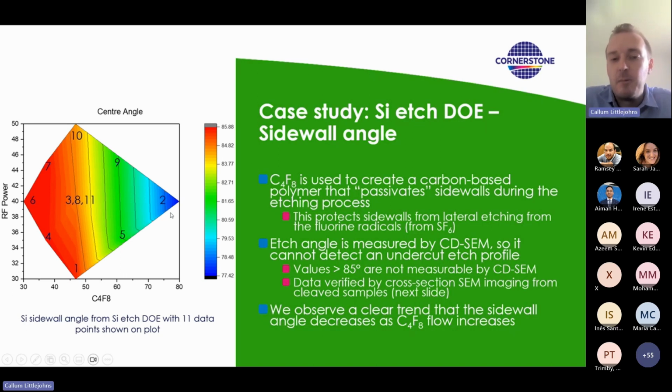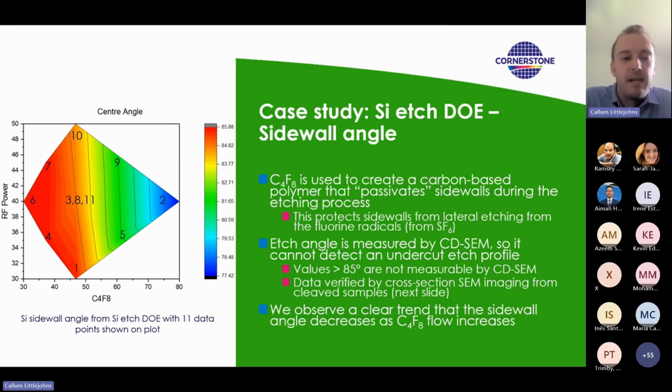The reason for that is that we use C4F8 to create a polymer during the actual etch process that accumulates on the sidewall of your etch region and protects it from undercut. So if we have a high flow of this gas, we build up protection on the sidewall, and we actually end up with an angled etch. I'll show you on the next slide what an SEM image might look like.